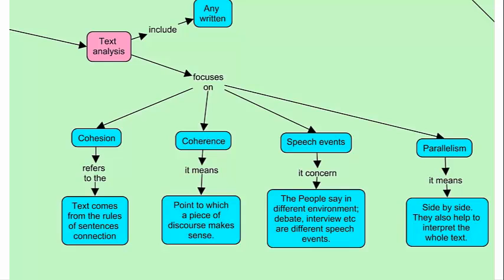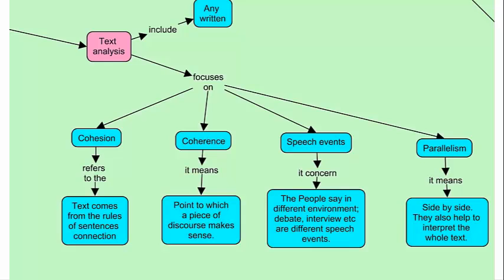Also, another technique is text analysis, which includes cohesion, coherence, speech events, and parallelism. Cohesion refers to the ties and connections existing within a text, between different parts of sentences or larger units of discourse. Coherence, the language used to try to come to an interpretation in scenarios of knowledge.